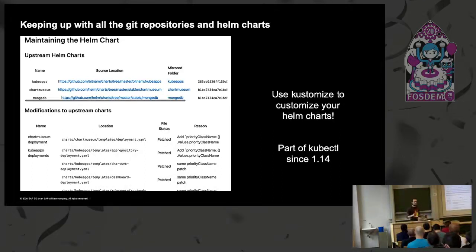Kustomize, it was unclear when we started what we wanted to use because there are a lot of options out there and it's still not very clear. Helm 3 was just released. But Kustomize has been part of kubectl since 1.14, so this is a no-brainer now. And Argo CD just supports it as well.